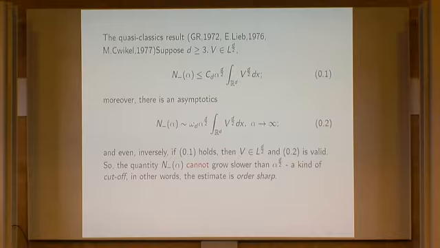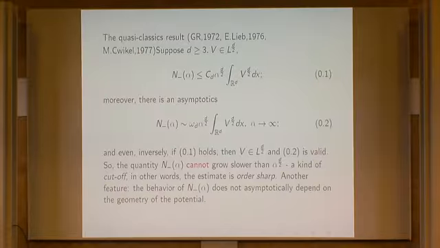Well, so it was very, very long ago. Considerably later, there were some other important things to do. Yes, one more thing to notice here. Another feature is that the asymptotic behavior and estimates for this number of negative eigenvalues do not asymptotically depend on the geometry of the potential. It doesn't depend where in the Euclidean space it lives.